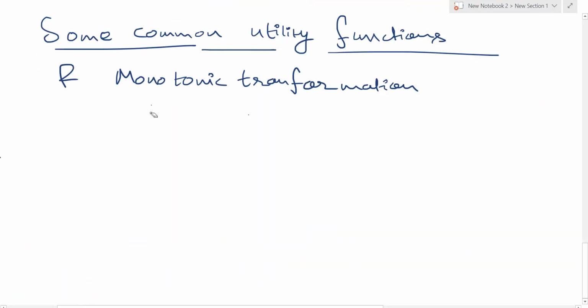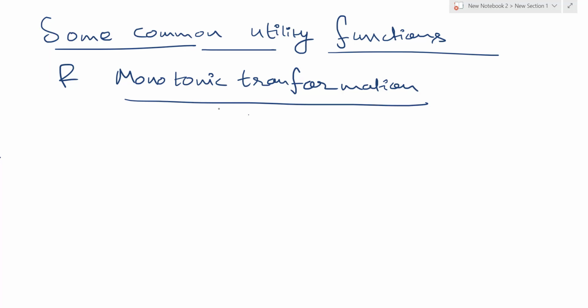Now I'll get into some common utility functions and what I mean by monotonic transformation. In this section, I'm going to discuss some popular types of utility function which model a certain kind of investor preferences, a certain kind of risk aversion, absolute and relative. But before that, I want to discuss the concept of monotonic transformation, which is not given in the material. It's a concept we usually use in microeconomics.